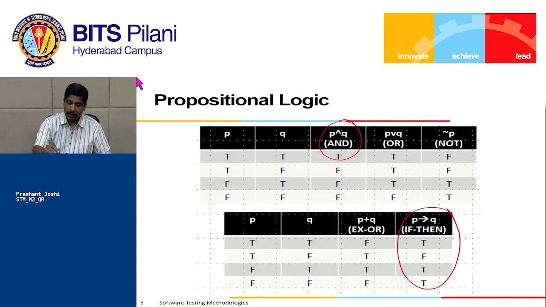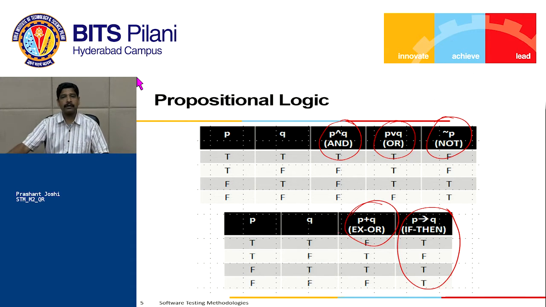And then you have got the regular ones, which are AND, OR, NOT, and the XOR. For P and Q, those are the relationships that you see and the outcomes based on propositional logic.